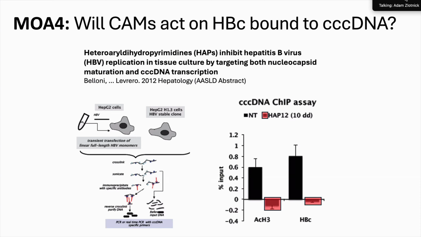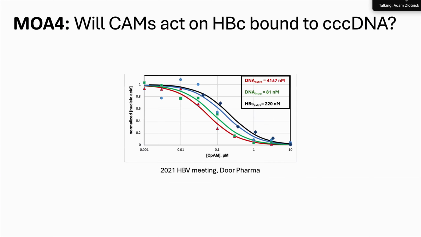Samples were ChIPed down and tested for epigenetic markers. Notably, acetylated histone H3 decreased and the amount of bound HBc decreased. My lab, in collaboration with Door Pharma, has identified a subset of molecules that are able to suppress virus production and also S production. And this particular molecule was presented at the HBV meeting in 2021 as DPO4 167.